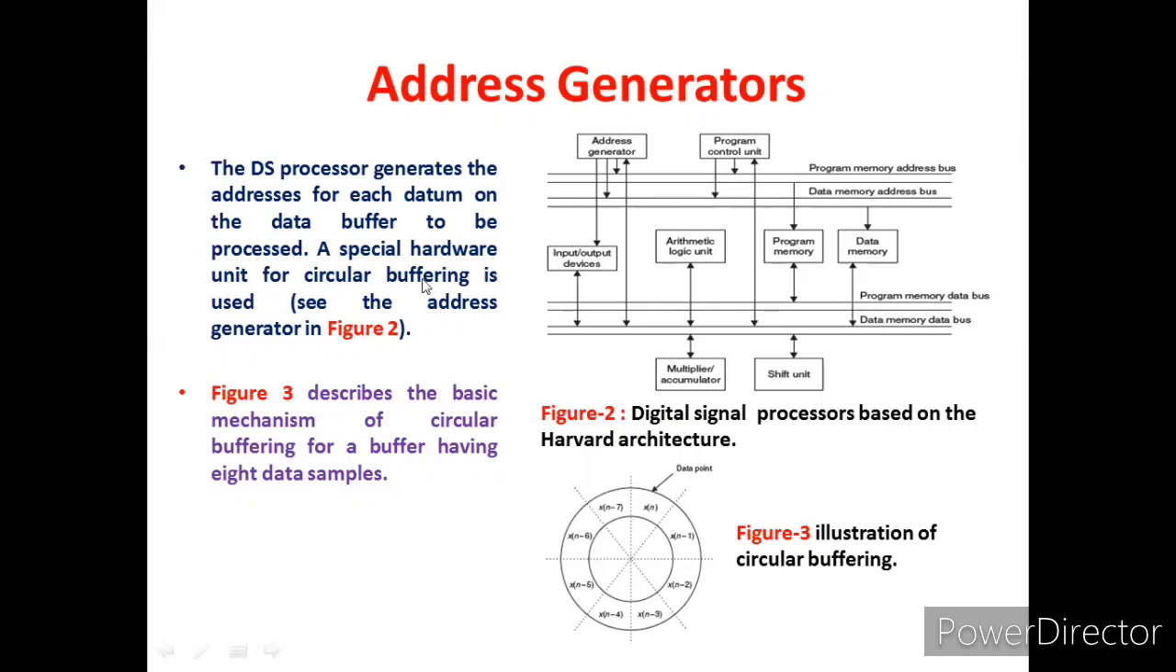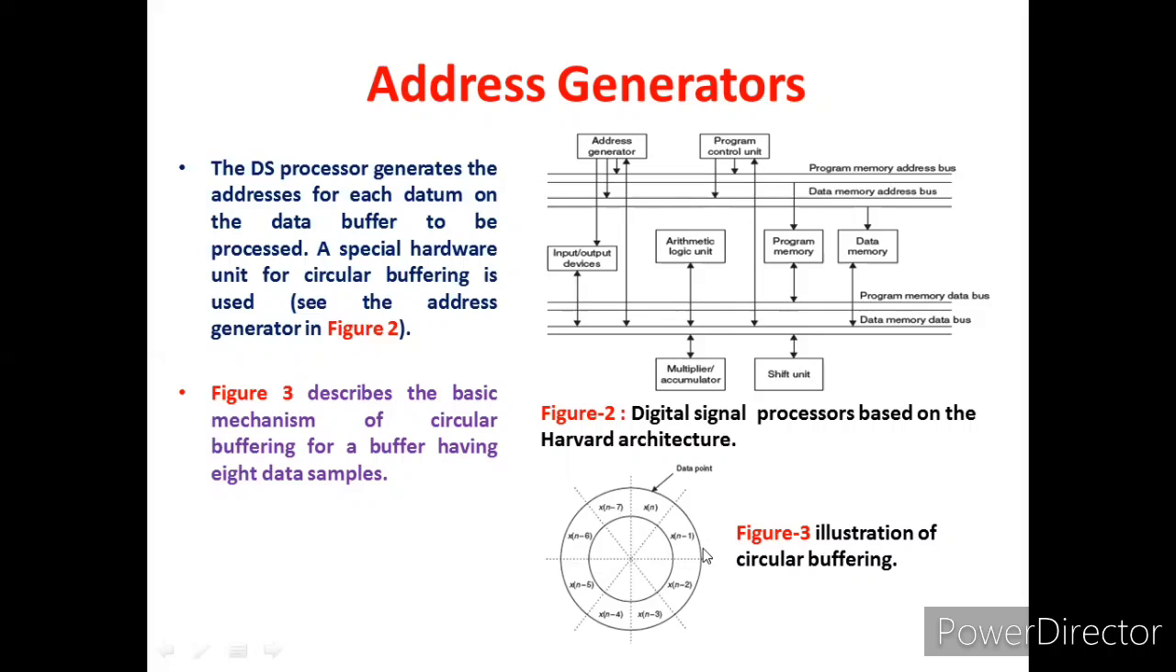A special hardware unit for circular buffering is used for generating the address. So you can observe that here we have an address generator block dedicated to either the data memory bus and the program memory bus. Figure 3 describes the basic mechanism of circular buffering for a buffer having 8 data samples.